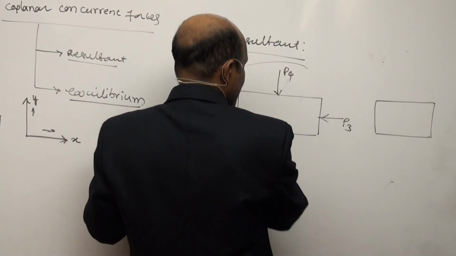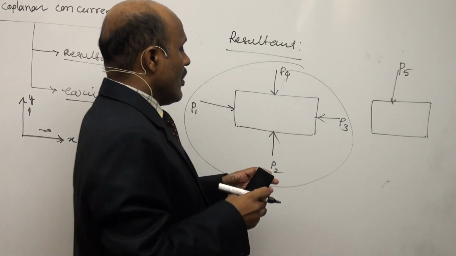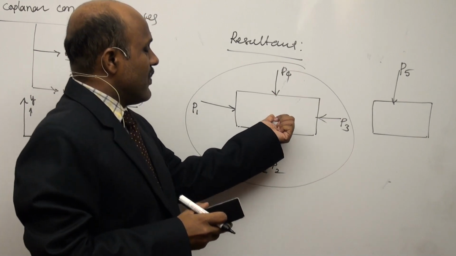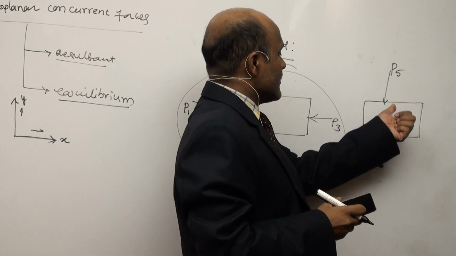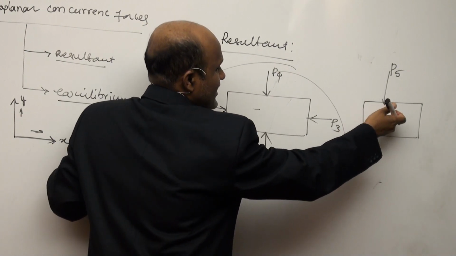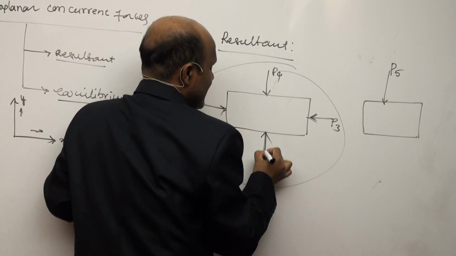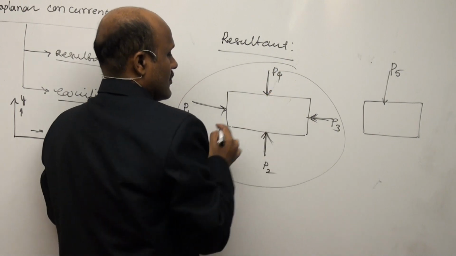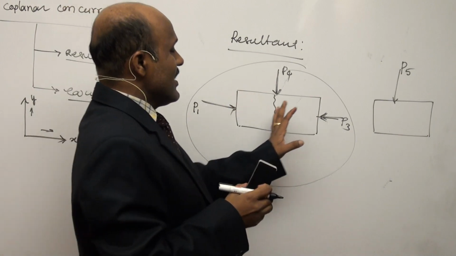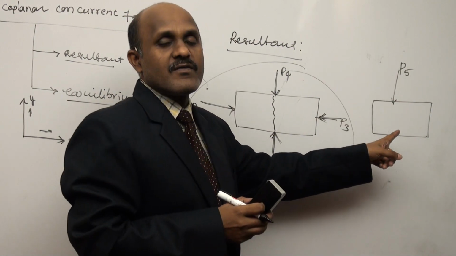Suppose all these forces are replaced by only one force, that is P5. Whatever effect these forces produce on this body, the single force also produces the same effect. Suppose if the body may be cracked here because of P1, P2, P3 and P4, similarly the single force produces the same effect as all the forces.